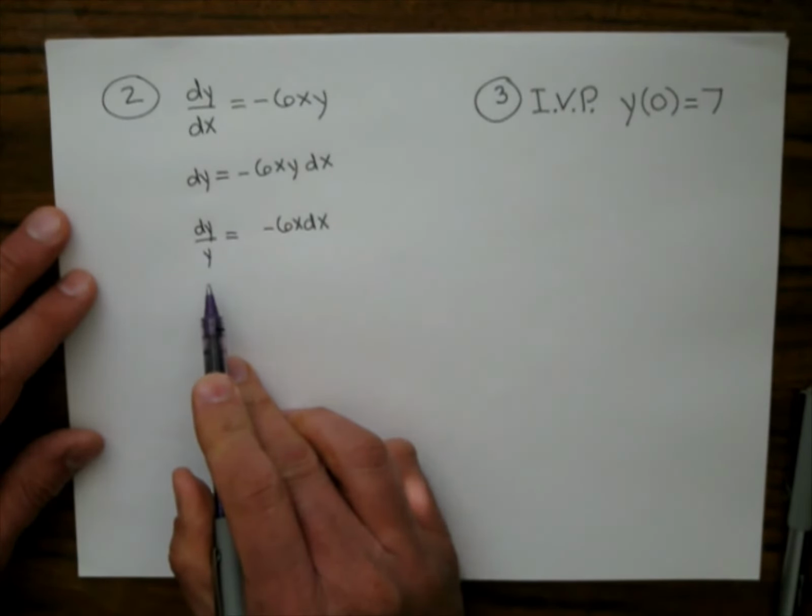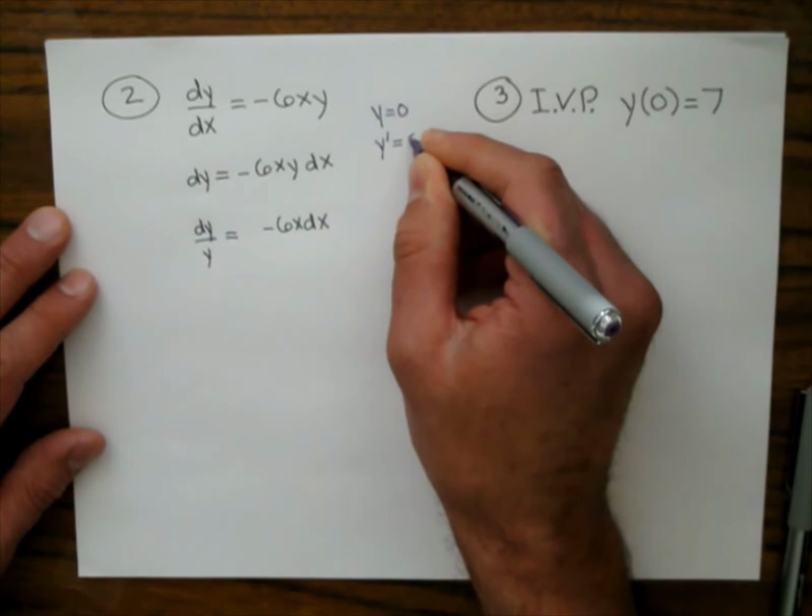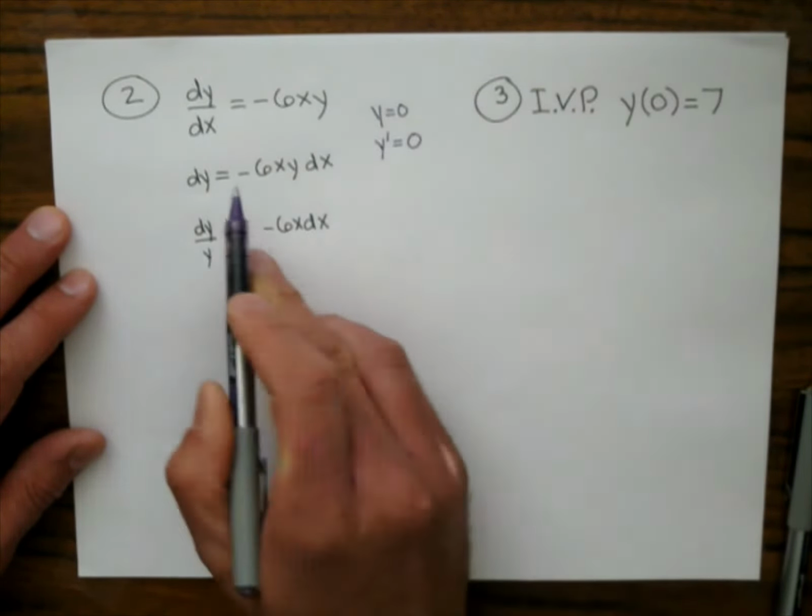Now when I divided by a y, y cannot equal 0 as I continue. But let's look at this. If y equals 0, what does y prime equal? y prime also equals 0. This right here is y prime. So you have 0 equals negative 6x times 0, 0 equals 0. y equals 0 is a solution, a trivial solution.